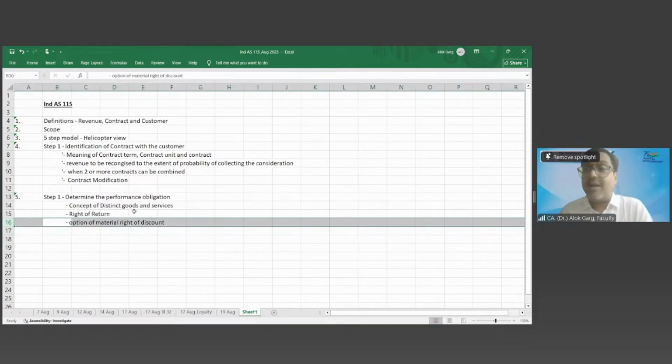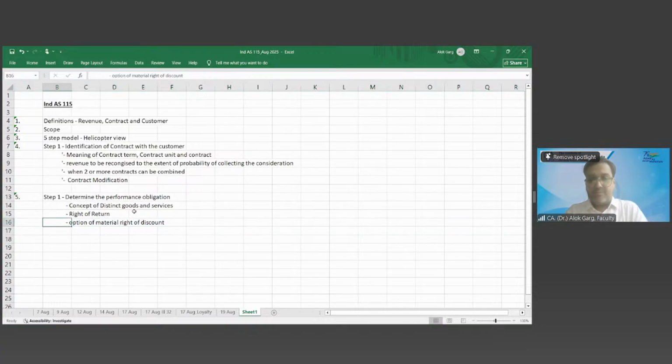For example, reward point. I have taken an example of Vistara Airline loyalty point. Do you remember that? Then concept of warranty. We discussed the concept of warranty. Warranty that comes with the product and extended warranty. You remember? Service warranty and assurance warranty.